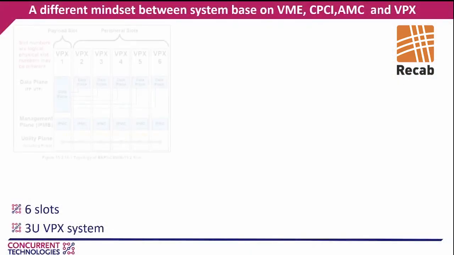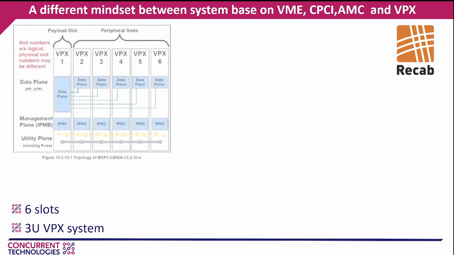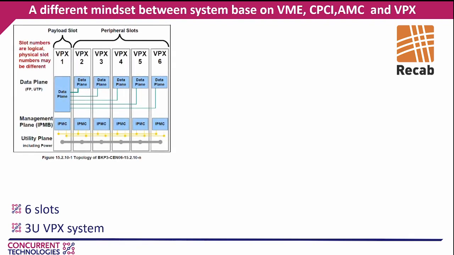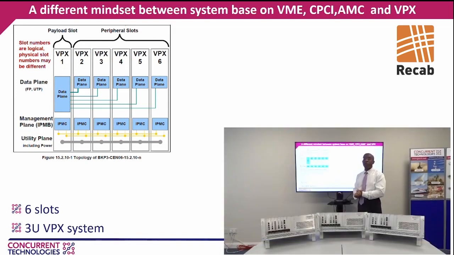And I'll use 4 different types of backplane, all 6 slots, to illustrate the point where you need to worry about how the backplane is wired. You can't just plug a VPX board in a chassis without this information.